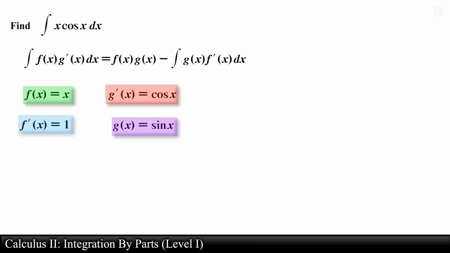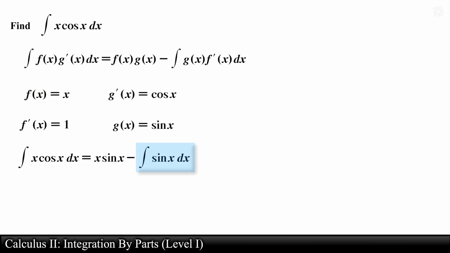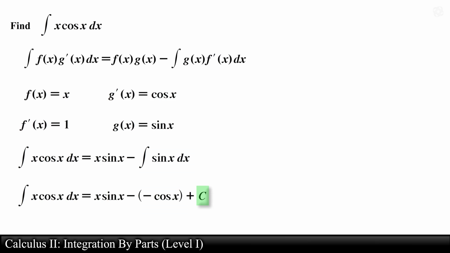Now we substitute each expression into the integration by parts formula. So we have that f of x times g of x becomes x times sine of x, and the integral of g of x times f prime of x becomes the integral of sine of x times 1. Here the integral of sine of x is just equal to negative cosine of x, plus the constant. Remember, we are working with an indefinite integral, and we need to include the constant. So the final answer is x times sine of x plus cosine of x plus c.